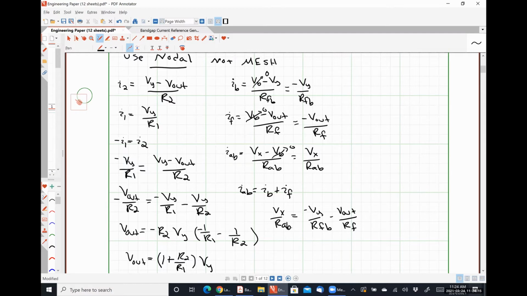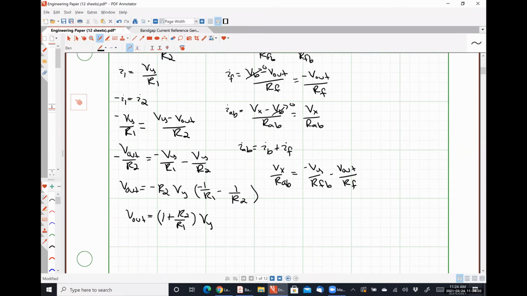we're trying to solve an equation for Vy in terms of Vx. Now I know there's a V out in there, and we're just going to leave it because we already have an equation for V out. And so let's just try to get Vy on one side, Vx on the other, and solve it that way. And so we'll have negative Vy over RFB equals Vx over RAB plus V out over RF.